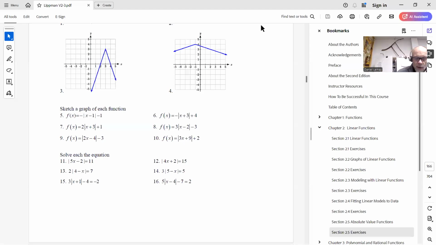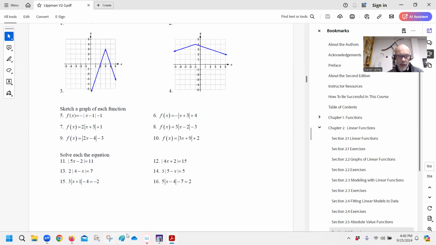Okay, so how do I take an absolute value function and write it as a piecewise function of two linear functions? Back in the textbook, and you did some work like this in my OpenMath, I asked you to graph these functions.